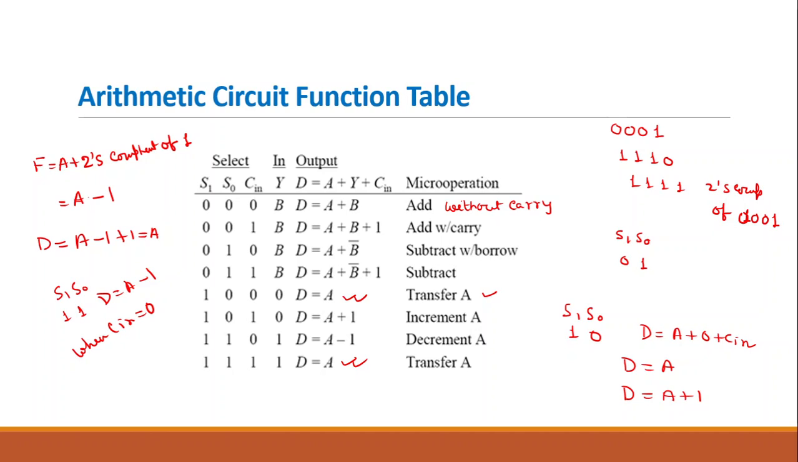So this is the 4-bit arithmetic circuit. Here 7 distinct microoperations can be performed. The first operation is addition, second add with carry, next subtract with borrow, next subtraction, then transfer A, increment A and decrement A. Here the transfer A operation is performed twice. Okay, thank you.